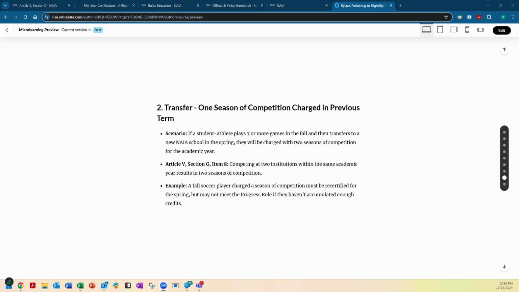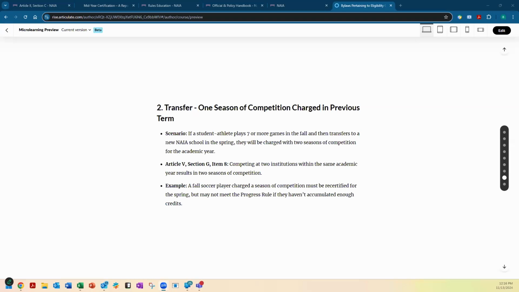So I bring this up as we'll get a slew of calls from coaches guaranteed in January, especially the soccer coaches, where this comes as a surprise for some, where soccer players who are charged a season of competition in the fall wish to transfer and compete in the spring. So again, as we covered at the beginning, you're required to certify each academic term, no matter what, even for spring scrimmages. Students who have been charged a season of competition in the fall, that has to be taken at face value and must be certified for the progress rule.